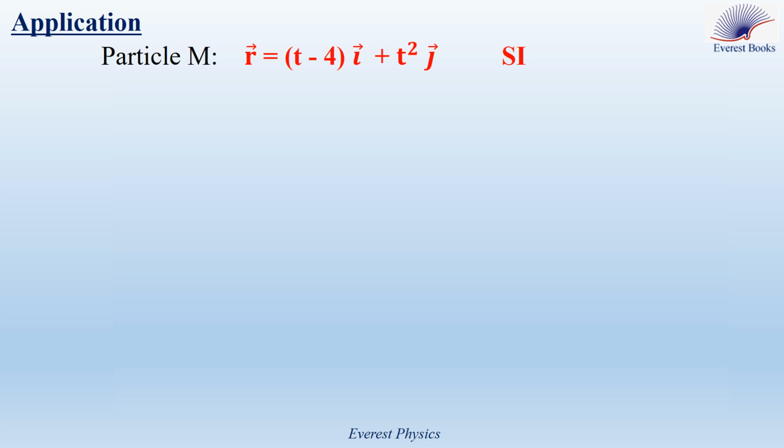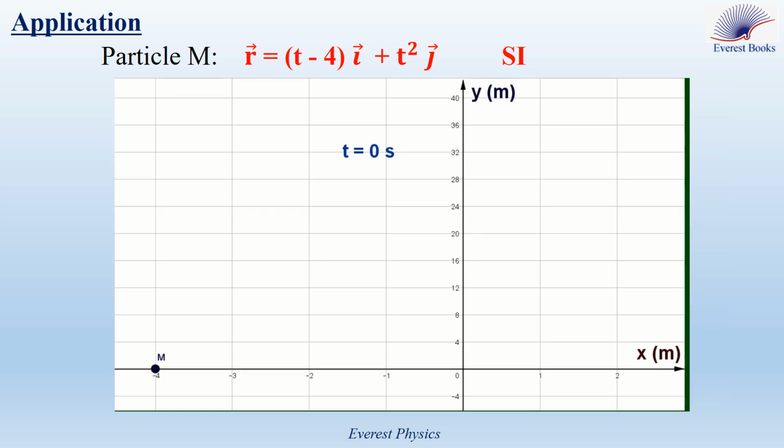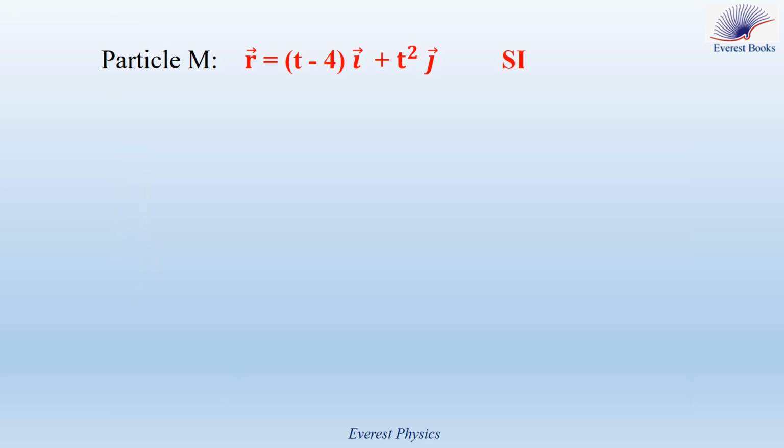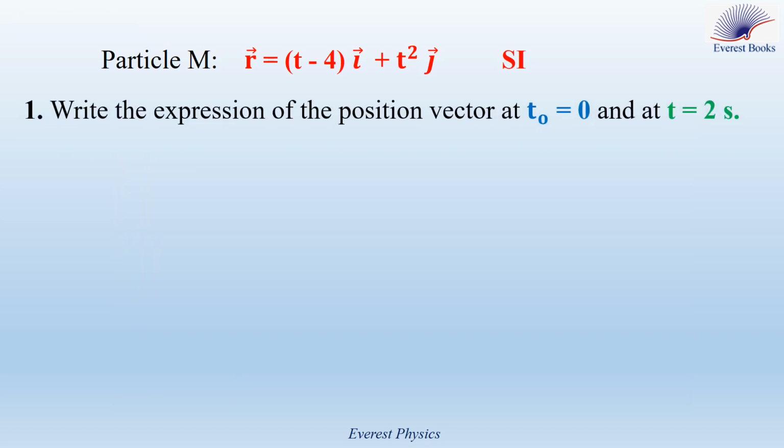Let's solve an application. The position vector of a moving particle m in the xy plane is given by r equals (t minus 4)i plus t squared j in SI. This animation shows the trajectory of m during the first 6 seconds. Part 1. Write the expression of the position vector at time 0 and at time 2 seconds.